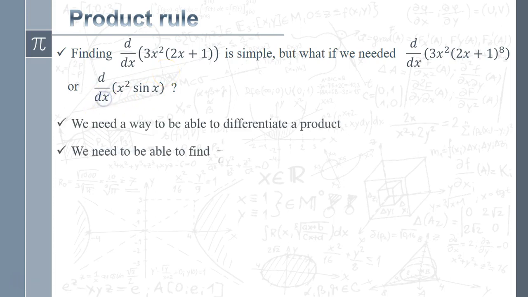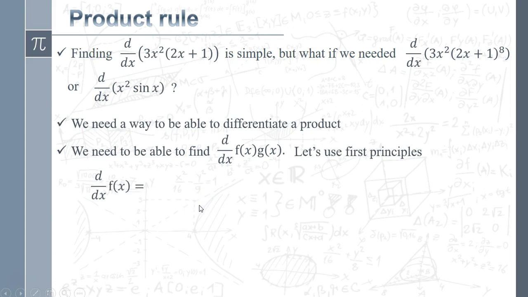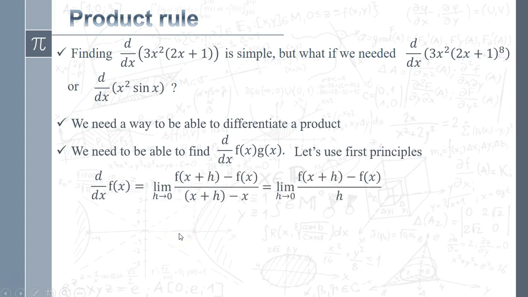So here we go. We need to be able to find the derivative of two functions multiplied together, so f of x times g of x. So let's go for differentiation from first principles. And our standard result for the derivative of f of x is the limit as h tends to 0 of f of x plus h minus f of x, all over x plus h minus x. This one over here is just the bottom bit tidied up.